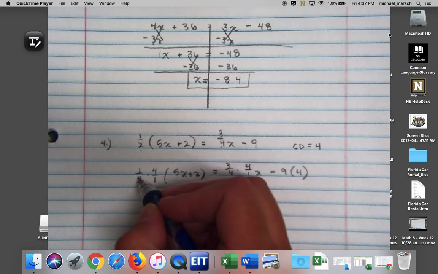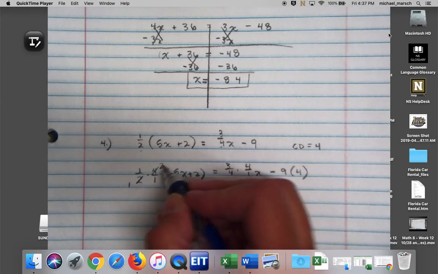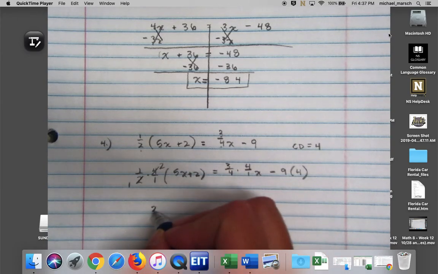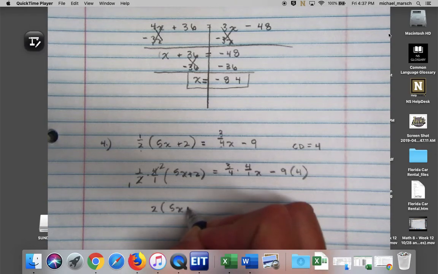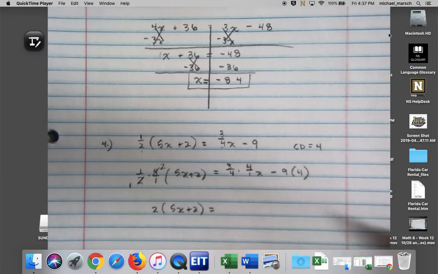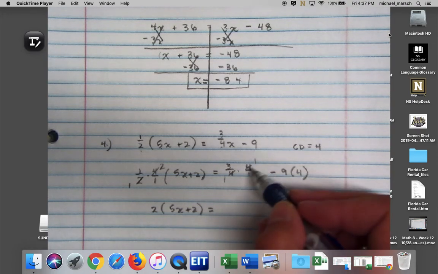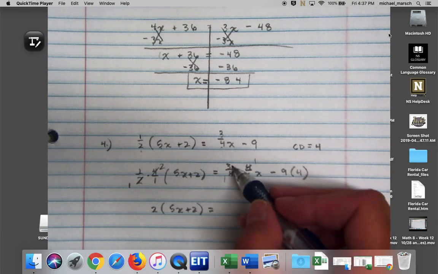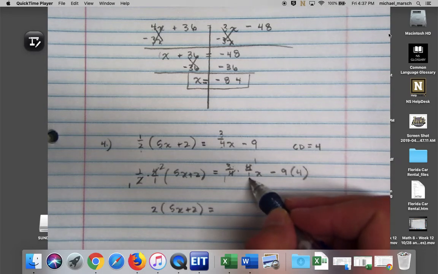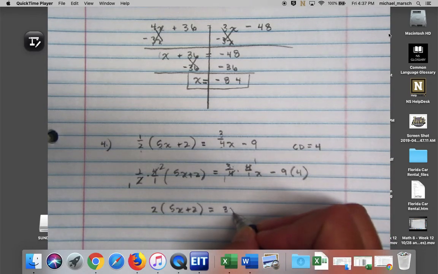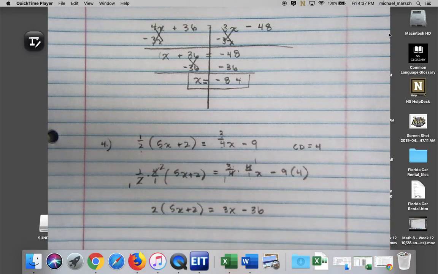So now I can do my cross simplifying. 1 times 2 is 2 divided by 1. So now I have 2 times the quantity 5x plus 2 equals, and I can cross simplify with these 4's, right? They each go into each other one time. 3 times 1 is 3 divided by 1 is 3x minus 36.